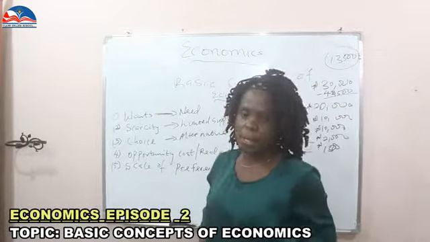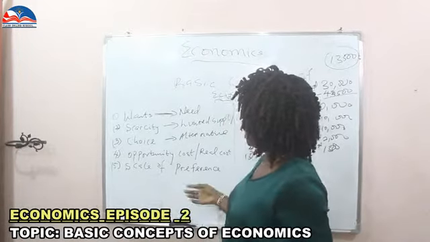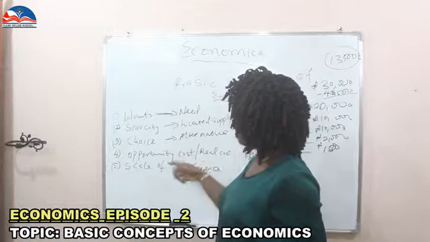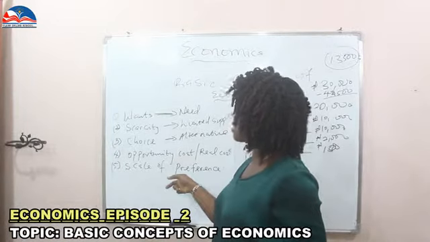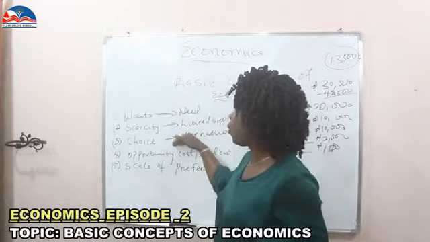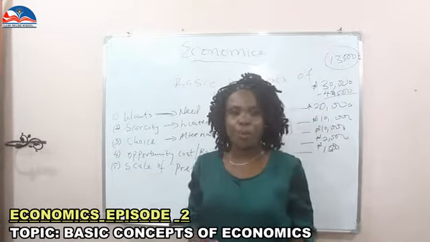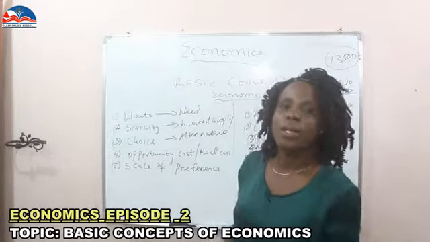We'll see what choice is. Now, we want to take the next one, which is opportunity cost. But before I take opportunity cost, I want to take scale of preference so that it can come before opportunity cost. Now, what is scale of preference? Now, what is a scale?